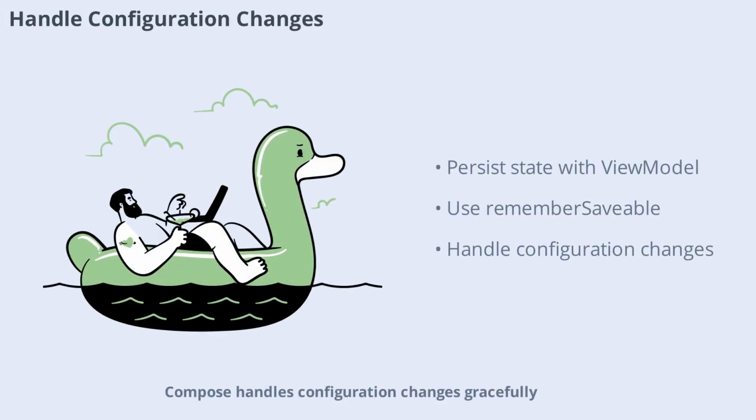Compose handles configuration changes gracefully, but senior developers ensure their state survives rotations and other changes. They use ViewModel and rememberSaveable to persist important data, providing a seamless user experience.